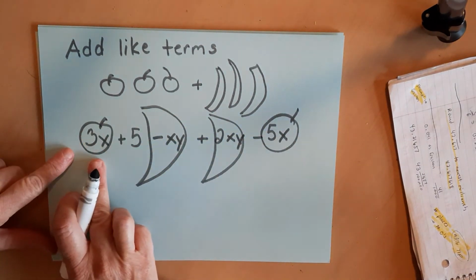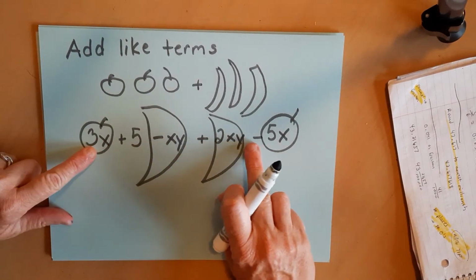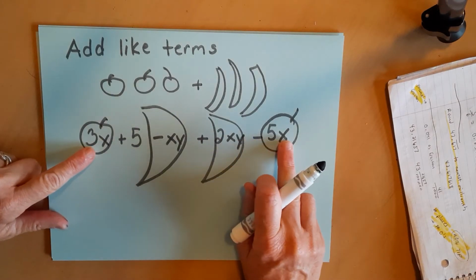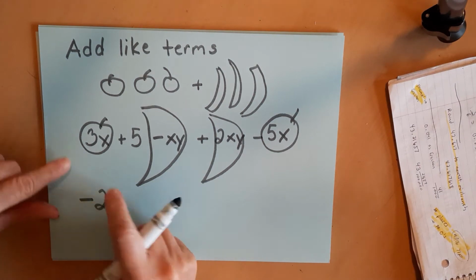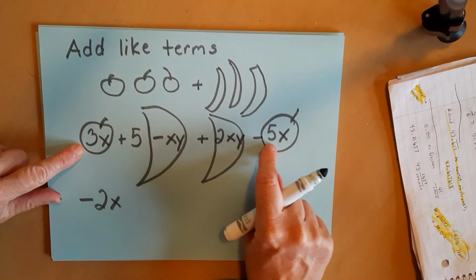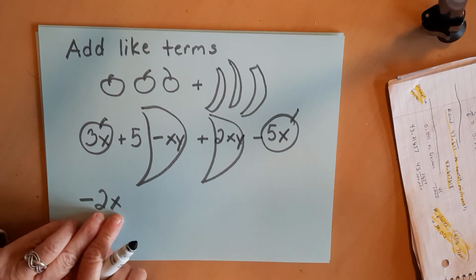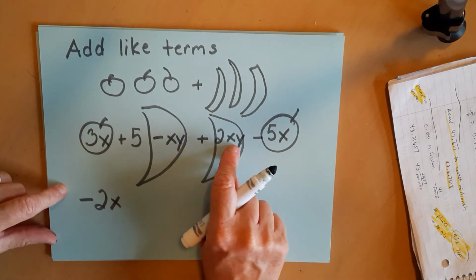So what we can say is, if we have 3 apples, 3x, take away, like I said before, watch the sign, take away 5 apples, you're going to end up with negative 2 apples, which would be negative 2x. So 3x minus 5x is negative 2x. That's as simple as you can make it. Now let's move on to these bananas. Let's move on to the xy's.